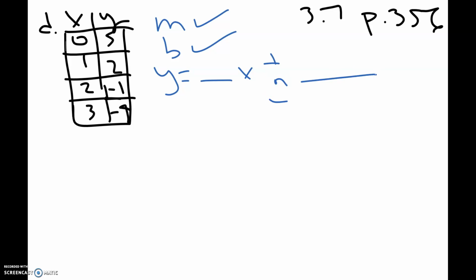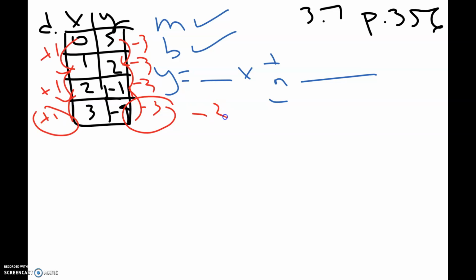The nice thing on this one is there's just not a lot of math to do. Sometimes there's more, sometimes there's less. If you look, it looks like it's going down by 3 all the time, and this is going up by 1 all the time. So change in y over change in x, it looks like my slope is -3.